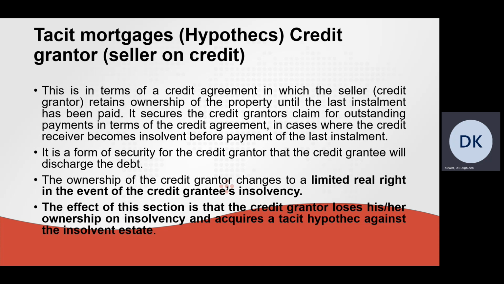The credit grantor tacit mortgage or hypothec. This is in terms of a credit agreement in which the seller retains ownership of the property until the last installment has been paid. It secures the credit grantor's claim for outstanding payments in terms of the credit agreement in cases where the credit receiver becomes insolvent before payment of the last installment. It is a form of security for the credit grantor that the credit grantee will discharge the debt. The ownership of the credit grantor changes to a limited real right in the event of the credit grantee's insolvency. The effect of this section is that the credit grantor loses his or her ownership on insolvency and acquires a tacit hypothec against the insolvent estate.